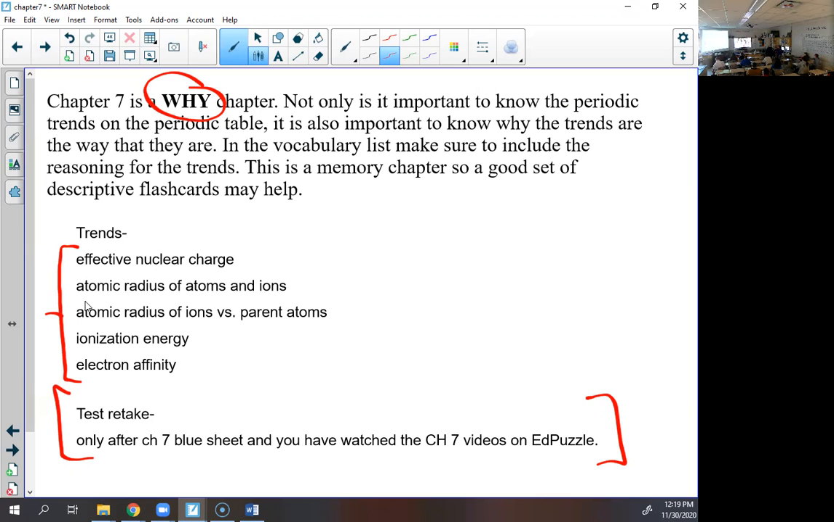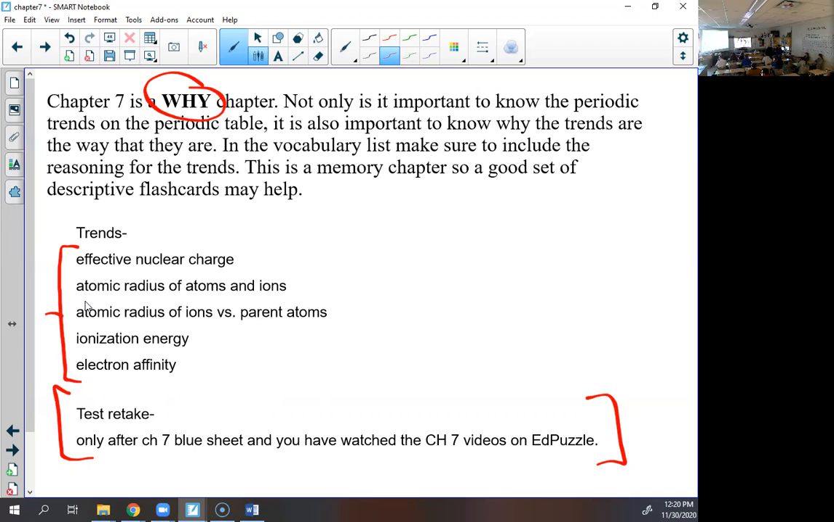So you need to know the trend for effective nuclear charge, atomic radius of atoms and ions, atomic radius of ions versus parent atoms, ionization energy, and electron affinity. Those are the trends that you are held accountable for. You're doing great. Thank you.